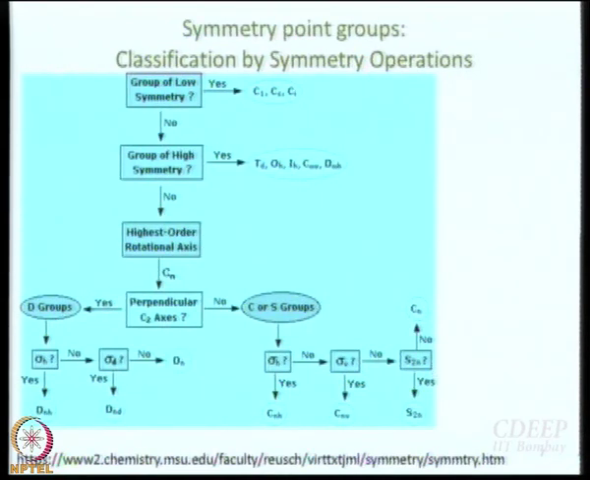If S2n is not there, then only you call it very reluctantly Cn. Cn is the last option. If the molecule has nothing other than a principal axis of symmetry, then only you call it Cn. Otherwise, you try to find some more glamorous name for it. Okay, and you try very hard. You even look for the alternating axis of symmetry.